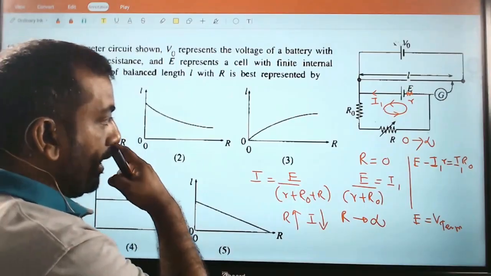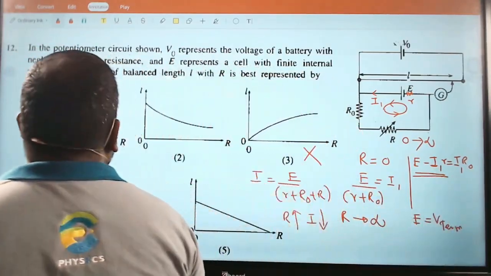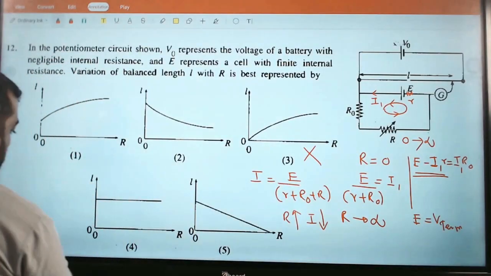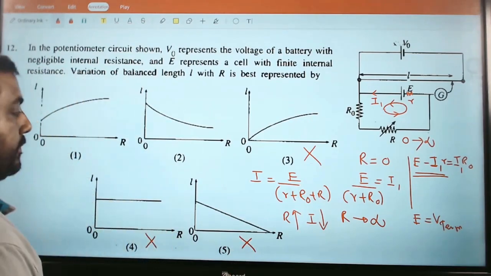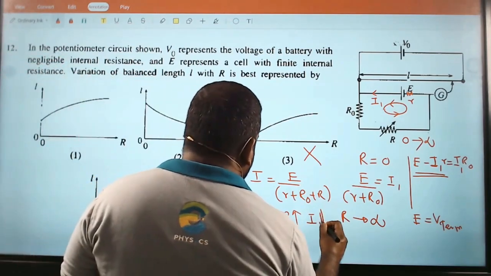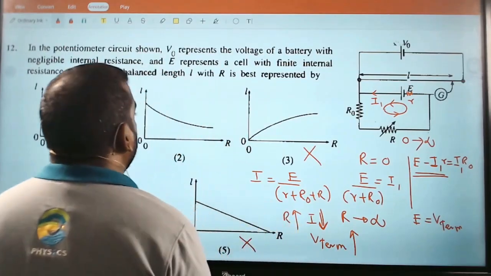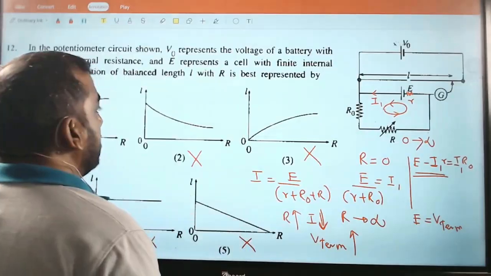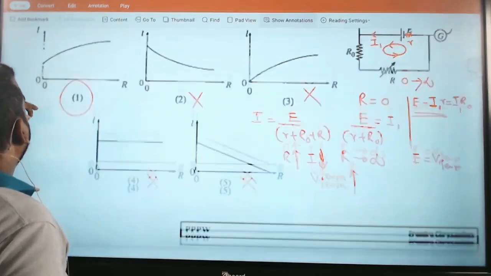Right. So already when R equals 0, there is a terminal potential difference. Third one is wrong. Fourth one is wrong. Fifth one is wrong, no linear drop. So resistance increases, current reduces, terminal potential difference will increase. It's not a reducing curve, increasing curve. So only correct answer is, for the 12th one, answer number 1. Okay, right. Moving on.